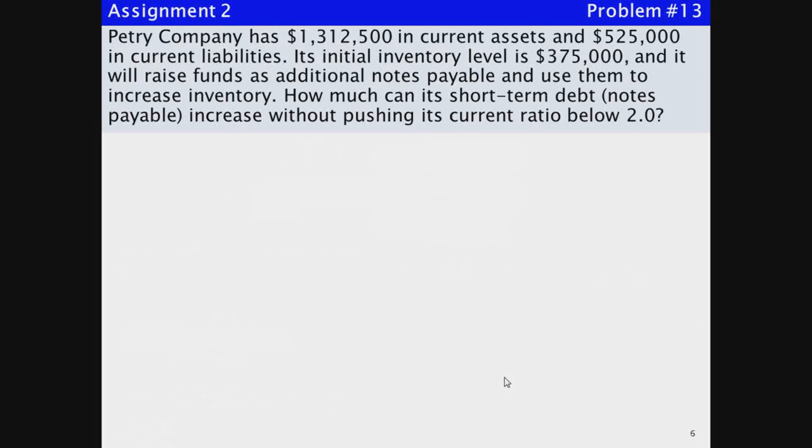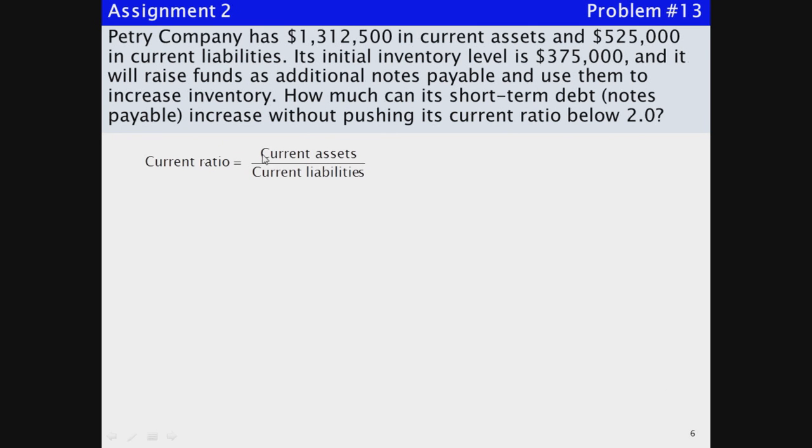Number 13. Petrie Company has $1,312,500 in current assets and $525,000 in current liabilities. Its initial inventory level is $375,000, and it will raise funds as additional notes payable and use them to increase inventory. How much can its short-term debt, notes payable, increase without pushing the current ratio below 2.0?